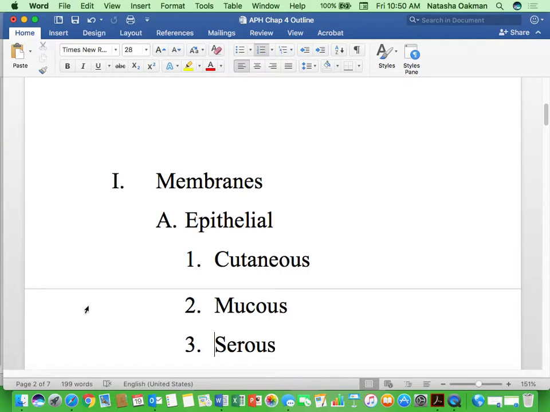Going back for just a minute to the two layers of the serosa. The layer that surrounds the body organ is called the visceral layer. The term viscera usually has to do with body organs. You know, when you eviscerate someone, you rip out their body organs.